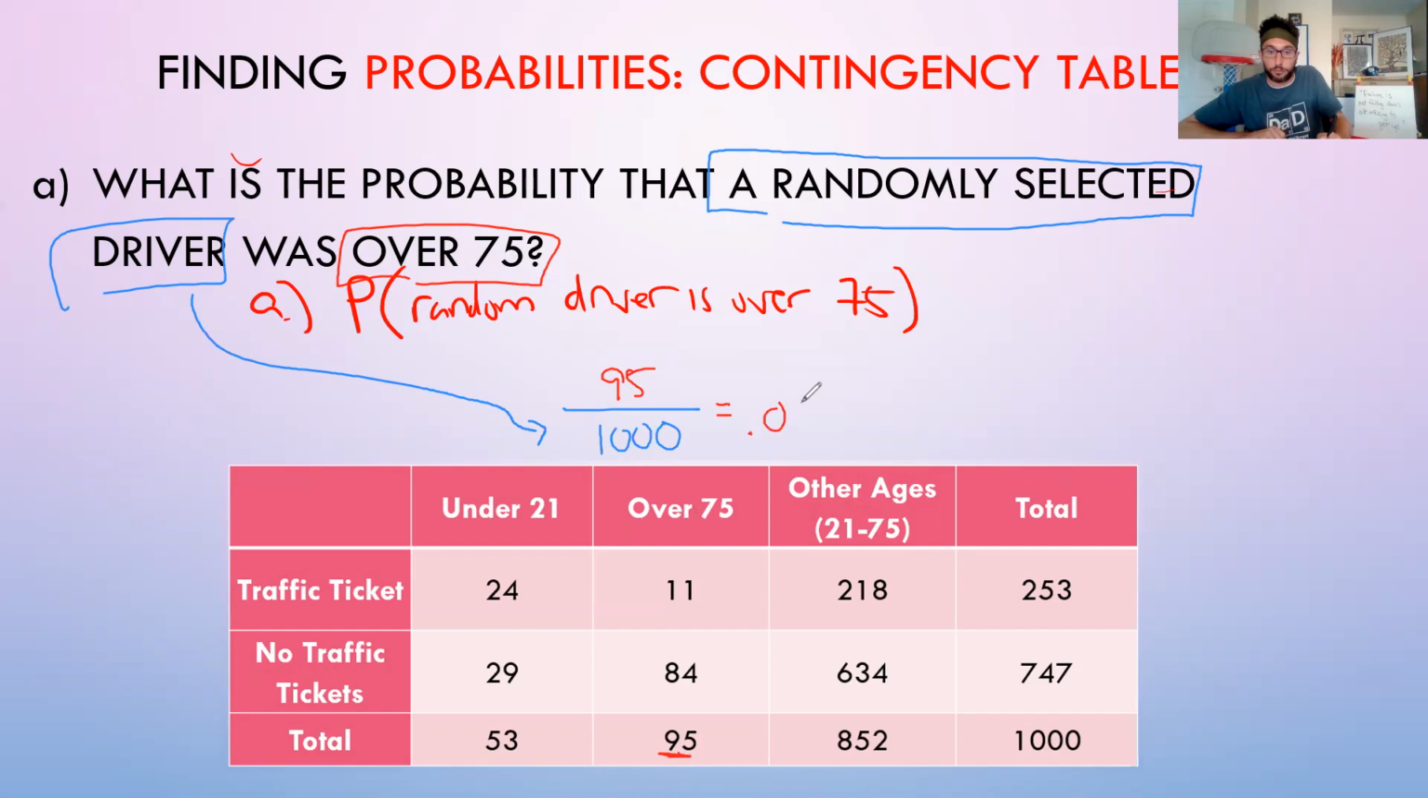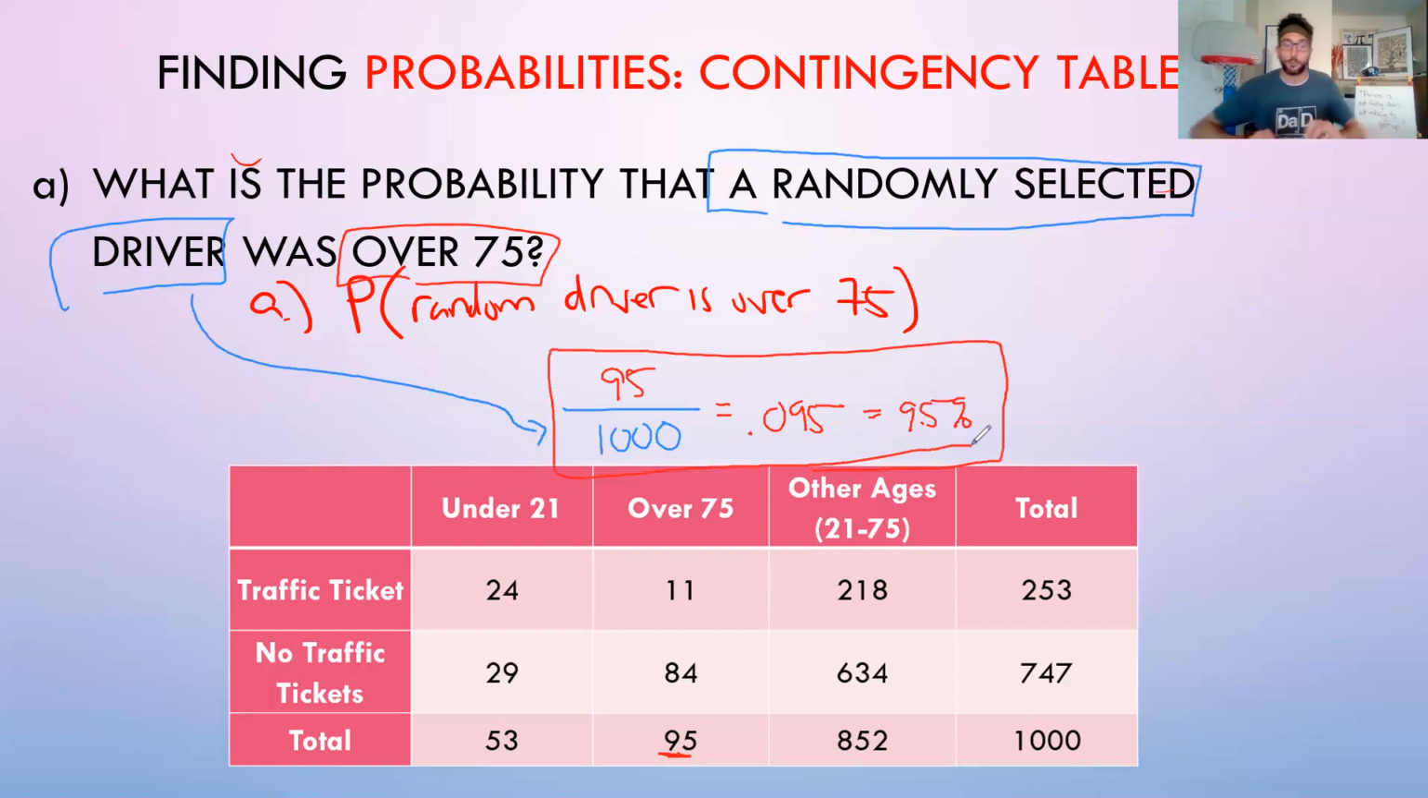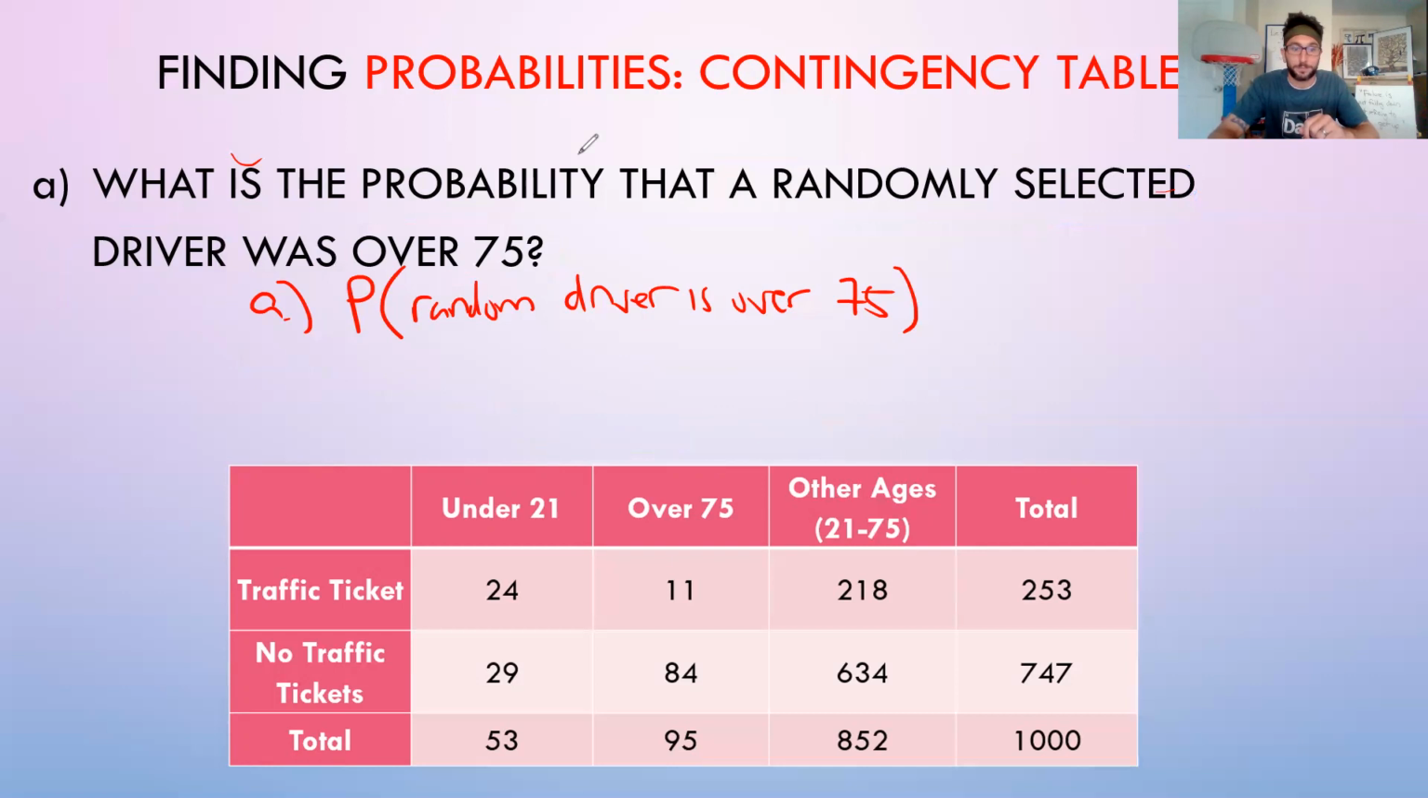And so we're going to show a fraction and our probability. Typically, probabilities are written as a number between 0 and 1, so a decimal. If you wrote this as 9.5%, you know, it's not going to bother me that much. So there we go. Question 1. Done. Time for the next one.